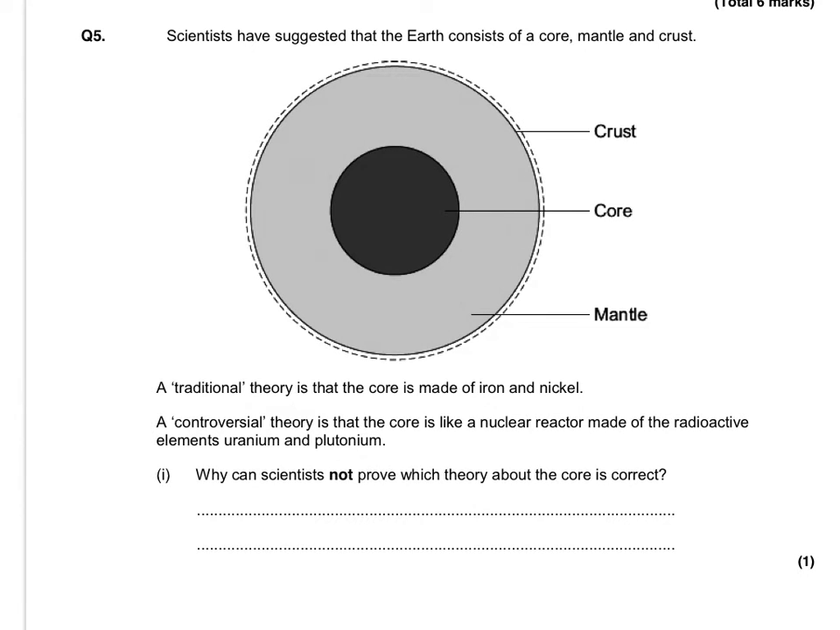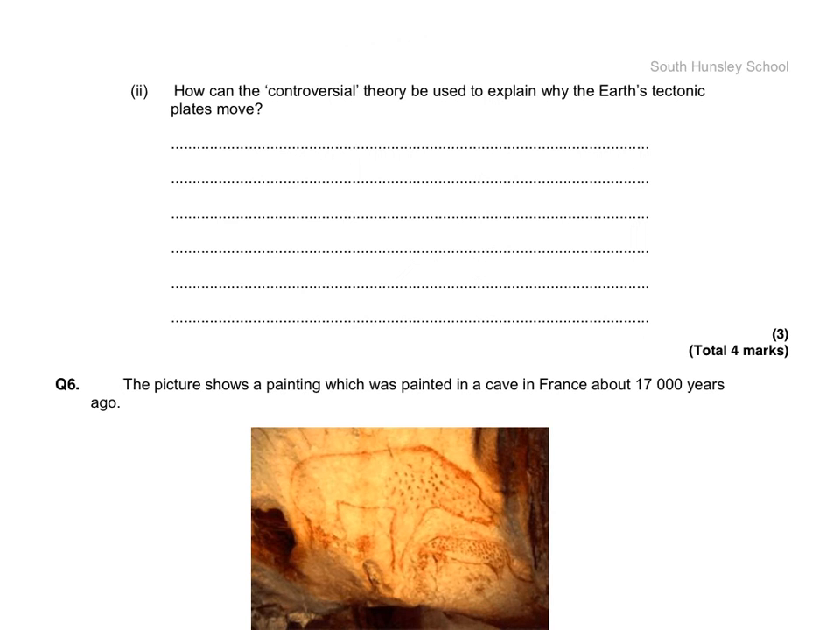So here you've got your core of the Earth, and the core of the Earth is really, really hot. So actually there's no way that we could travel to the centre to prove this theory. So the reason why scientists can't prove it, it's too hot, you can't get to the centre of the Earth.